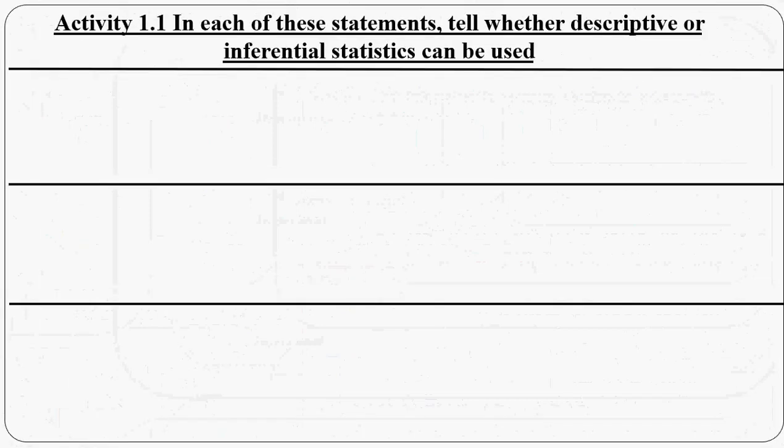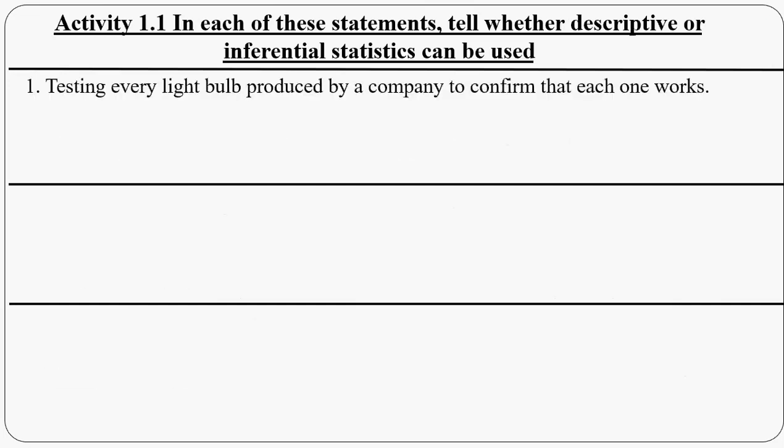Now let us understand activity 1.1. In each of these statements, students, you need to answer whether it falls under descriptive or inferential statistics. Let us focus on question number 1. Testing every light bulb produced by a company to confirm that each one works. Can you guess, dear students, what is the answer? Yes, the answer is descriptive statistics.